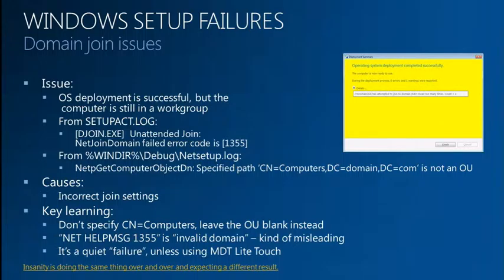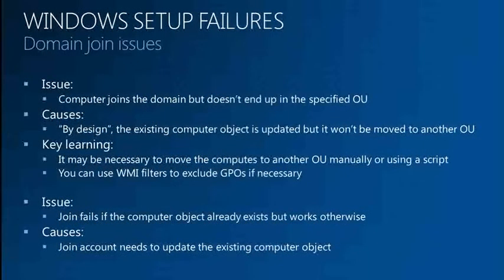There we go. There's another net help message that Mike had that's not printer is out of paper. It's invalid domain. And so what we need to do is, when you get these kind of issues, you're going to have to dive into the netsetup.log file to figure out what's going on. And I'll go through that in just a moment for you.